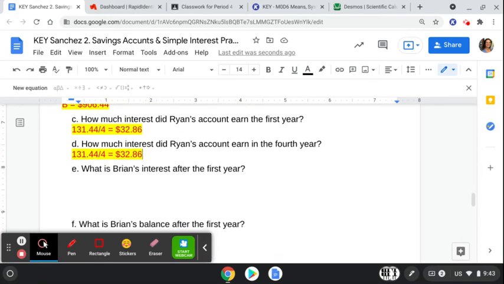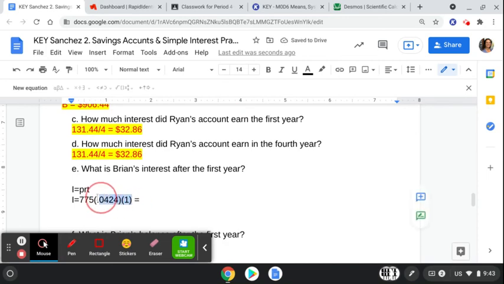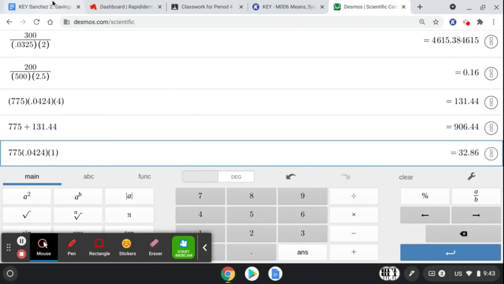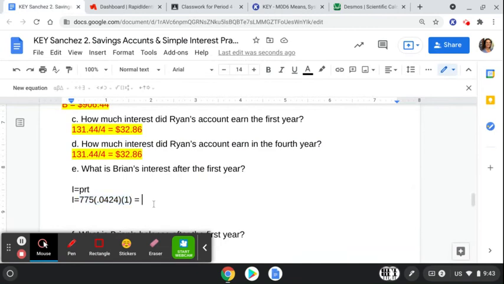What is Brian's interest after the first year? So this is now going to the other guy, Brian. I equals PRT. He's also using 775, the same rate of 0.0424, and the time for him is only 1 year. So Brian, instead of Ryan, is using the same rate, same amount, but it's only for 1 year. And hey, look, it comes out to that 32.86.